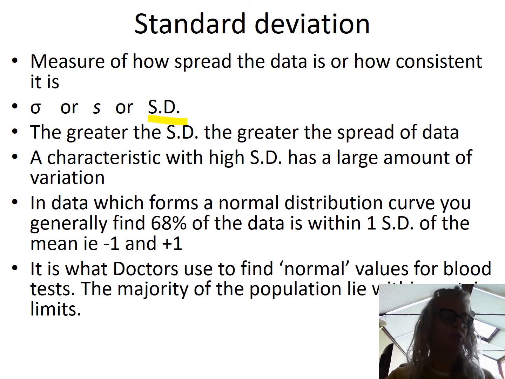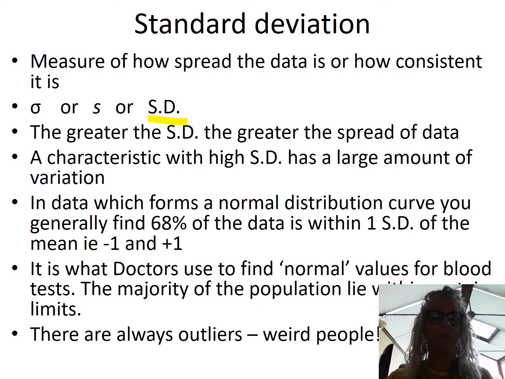Now, doctors use this a lot. If you go and have a blood test and they say it's normal, it means you have fallen within plus or minus one standard deviation. You've fallen within what the majority of the population lie in. Now, different things in biology require different numbers of standard deviation. So plus or minus 1, plus or minus 2. And we're going to have a look at that a little bit more closely as well.